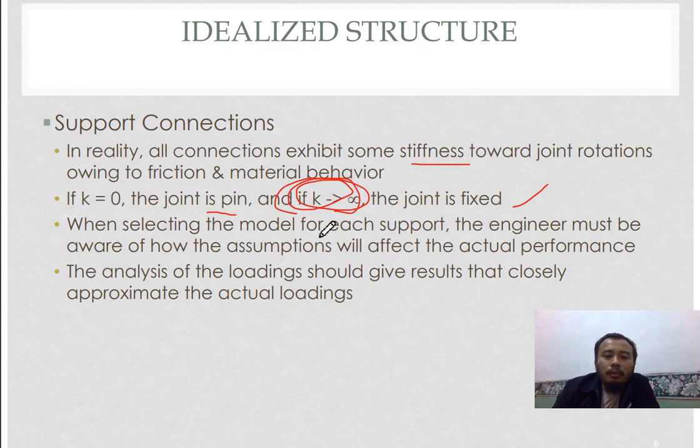When selecting a model for each support, the engineer must be aware of how the assumption will affect the actual performance. So basically, when you want to assume a certain support, you should be aware of the implication of your assumption. For example, if you assume there will be no restriction in the moment, the implication will be there will be less reinforcement of steel in that structure against moment at the connection. So that will be the implication.